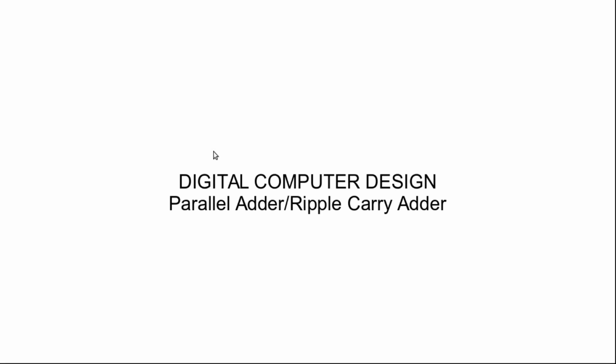In today's class, we will talk about the parallel adder, and another name for it is the ripple carry adder. So, let's say we have a 3-bit number. There are 3 bits in that number, and we call the bits A0, A1, and A2.